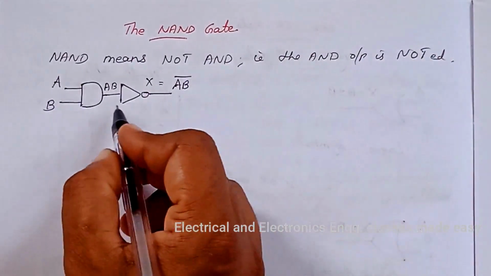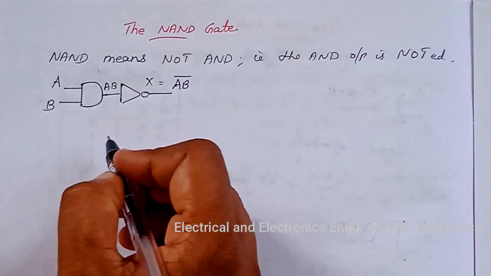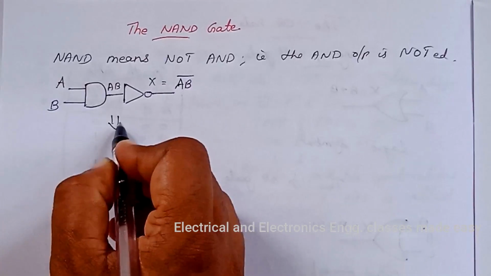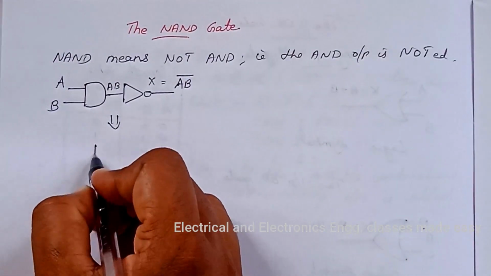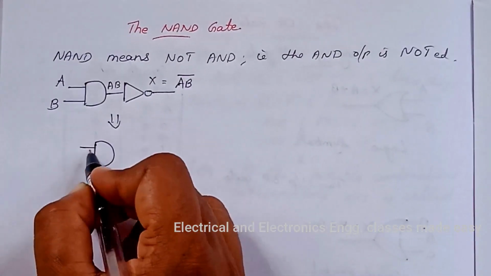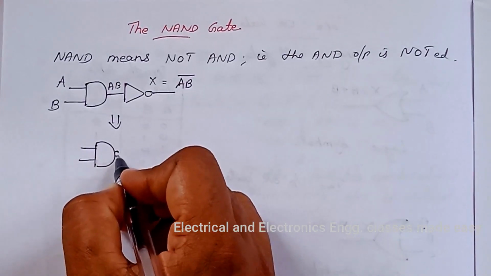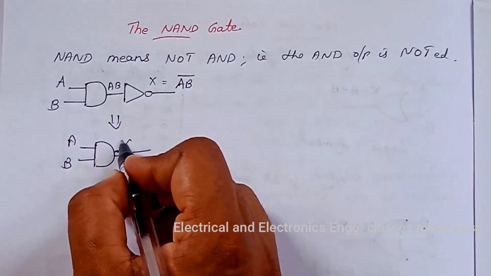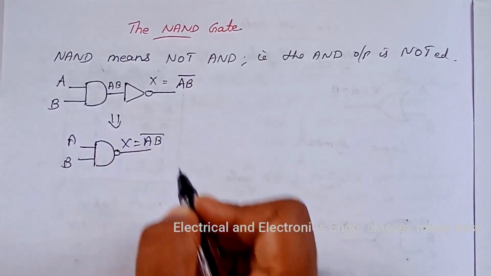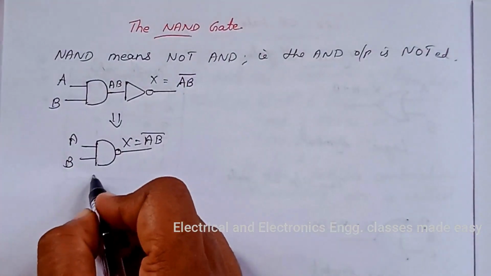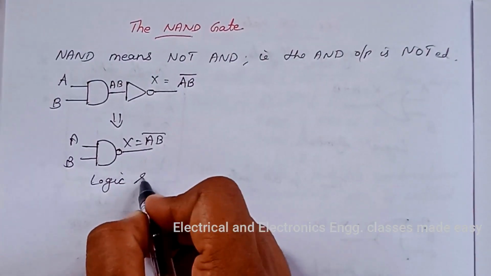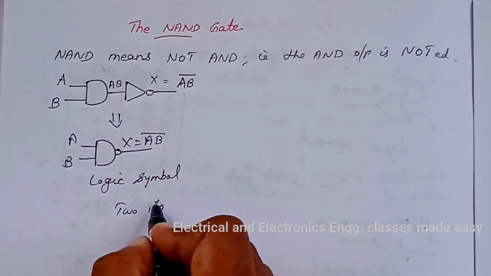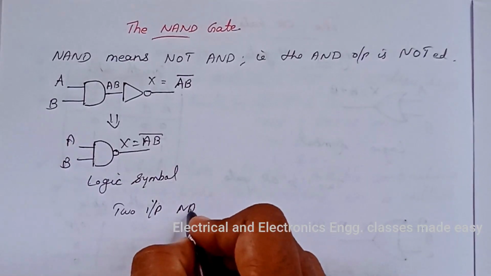And the symbol of the two input NAND gate is like this. This is the symbol with inputs A, B, and X is equal to A B whole bar. So this is the logic symbol of the two input NAND gate.